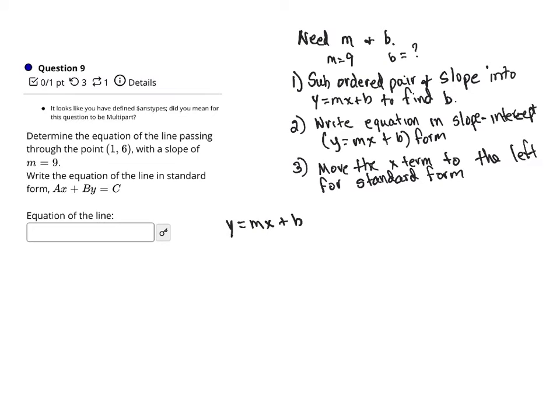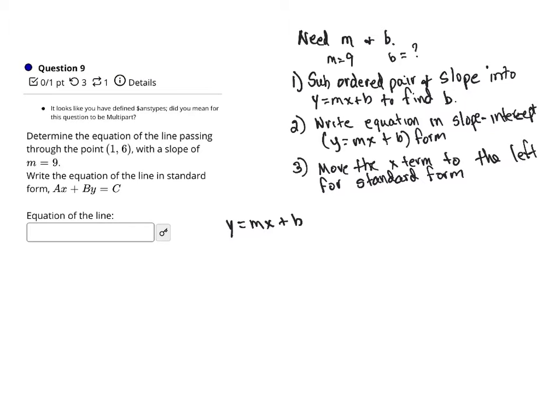We are going to find the equation of the line, but we're going to put it in standard form. But it's easier if you put it in slope form first. So to write this, we need the slope and the y-intercept. Well, we have a slope. We know it's 9. It's the y-intercept, the b, that we have to find.